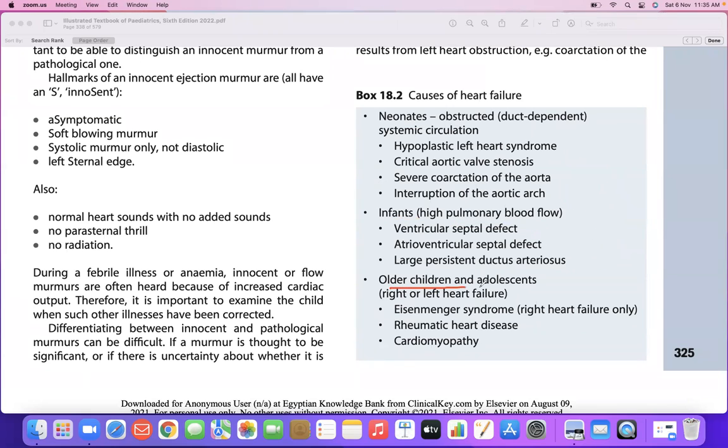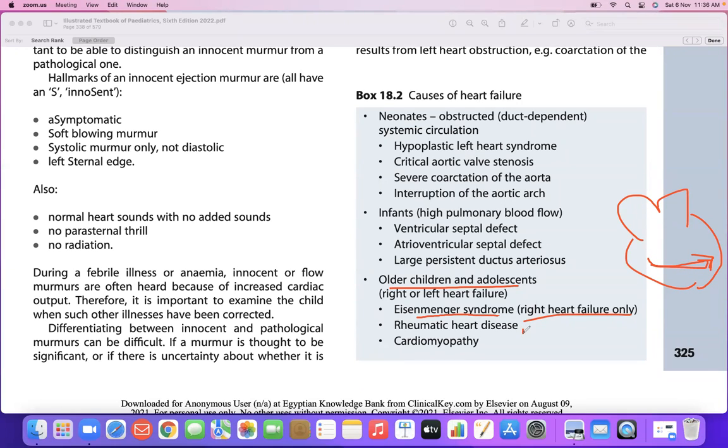Next, older children and adolescents. What happens if VSD is left untreated? There will be reversal of shunt, so it goes from right to left side. This is the Eisenmenger syndrome, and they will present to you with right heart failure only. This you have to remember. Eisenmenger syndrome is the reversal of shunt when you leave the AVSD or VSD untreated, and it can present only with right heart failure.